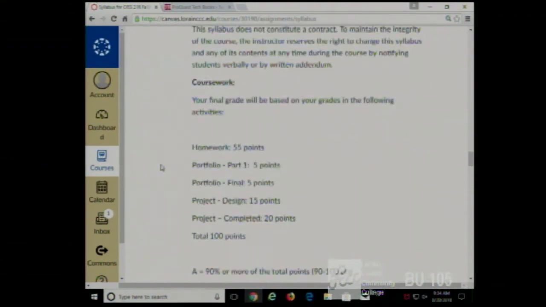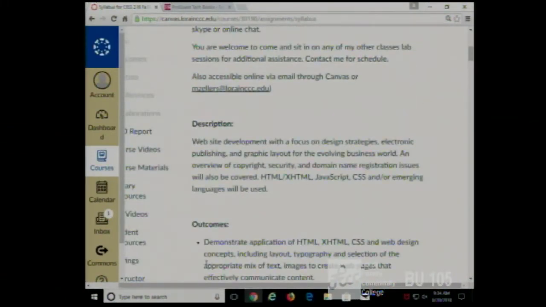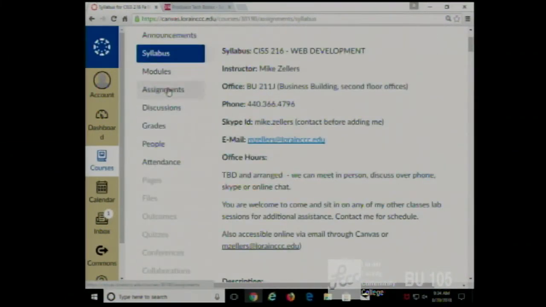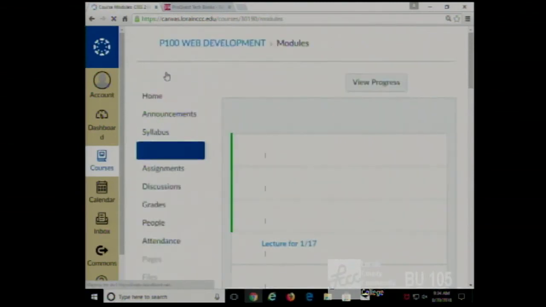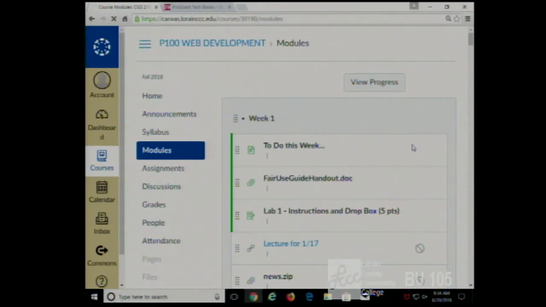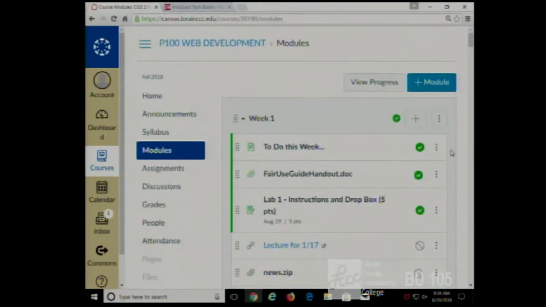Okay, most of the action in this class appears in the module section. I will have a module for every week. All right. Again, your screen is going to look a little different from this because I have pages that I don't show to students. They might be examples that I might download or whatever. But typically for each week, there's going to be an assignment. There might be other handouts that you're responsible to read. And there is a to-do, which is going to talk about what you need to do this week, what we're going to cover. All right?